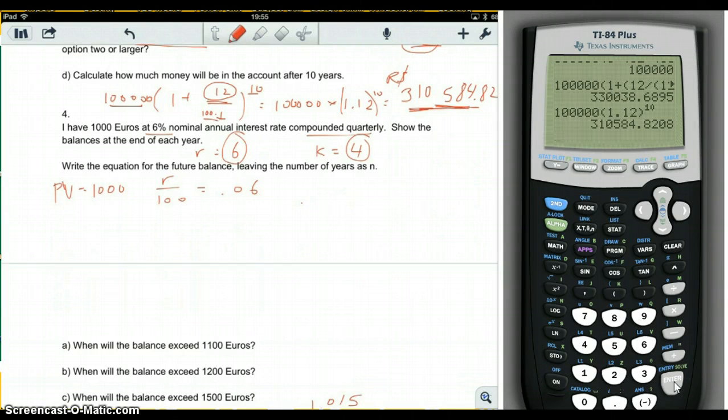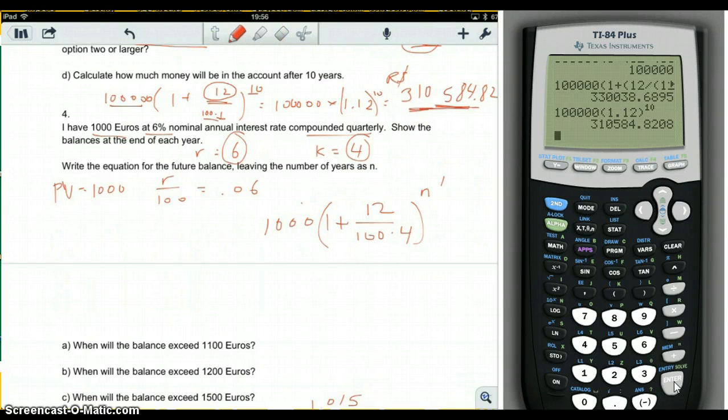So, okay, I'm going to write the equation. The original amount is 1,000 euros, right? And I'm going to put 1 plus R over 100K, right? So let's see. R is going to be 12. And K is going to be 4, right? And then it's to the power of nk. And remember that n in this case we're just leaving as n. And k in this case we're changing to 4, right?